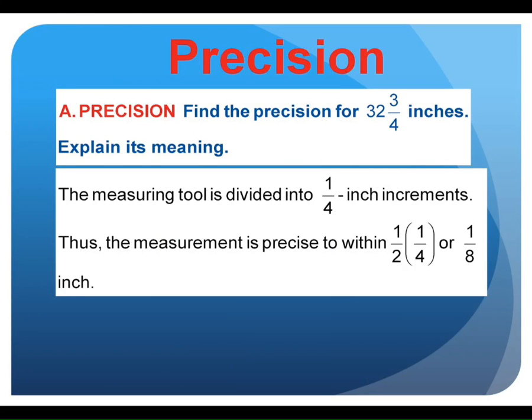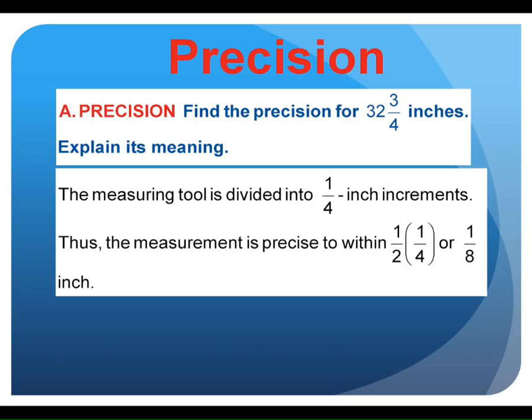Because in precision, we talked about things being precise within 1/2 of the smallest unit of measurement. What that means, when I say find the precision, we're going to practice this a lot. We won't get through all of this today. Find the precision for 32 3/4 inches. Which means if they had a ruler that was this long, what was the smallest unit that they measured in? Yeah, 1/4 of an inch, right? This ruler had 1/4 of an inches on it.